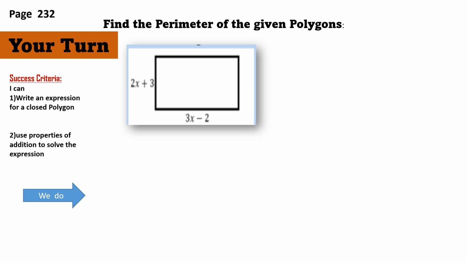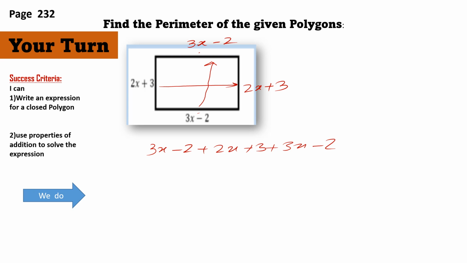Now next, look, find the perimeter. It means add all sides. But you can see that here there is nothing. So this side and this side, they are equal, right? So it means 3x minus 2 is written. This side and this side equal, so it means 2x plus 3 written. Now add all sides. So 3x minus 2 plus 2x plus 3 plus 3x minus 2 plus 2x plus 3.